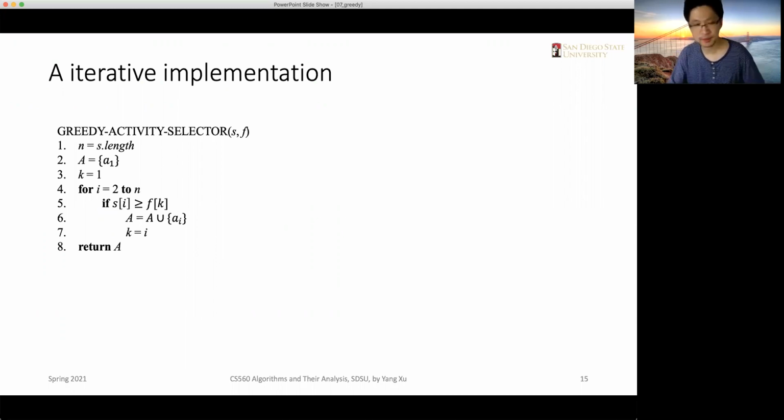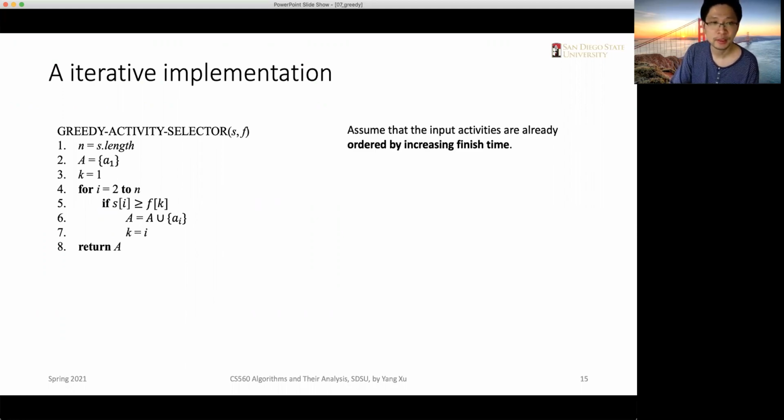Anyway, let's look at this greedy activity selector procedure. It takes as inputs the starting times and the finish times in arrays. It also assumes that all the inputs are already ordered by increasing finishing time. So this implicitly says that we need to sort all the activities first, which comes with some additional running time cost. That's important to keep in mind.